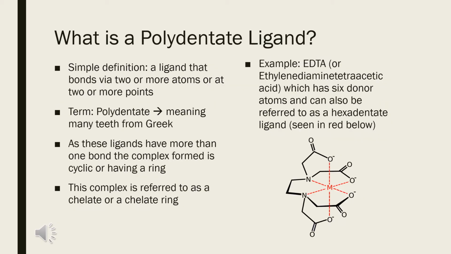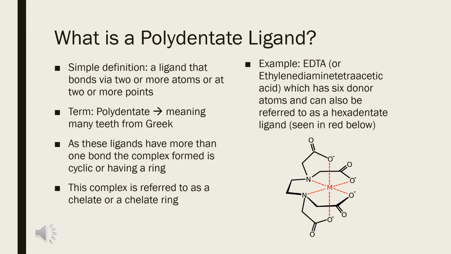Okay, so now I'm going to be discussing what is a polydentate ligand. A simple definition is that it is a ligand that bonds via two or more atoms or at two or more points. The term polydentate comes from the Greek word meaning many teeth: poly, many, dentate, teeth. And as these ligands have more than one bond, the complex formed is cyclic, meaning having a ring, which you can see in the picture to the right.